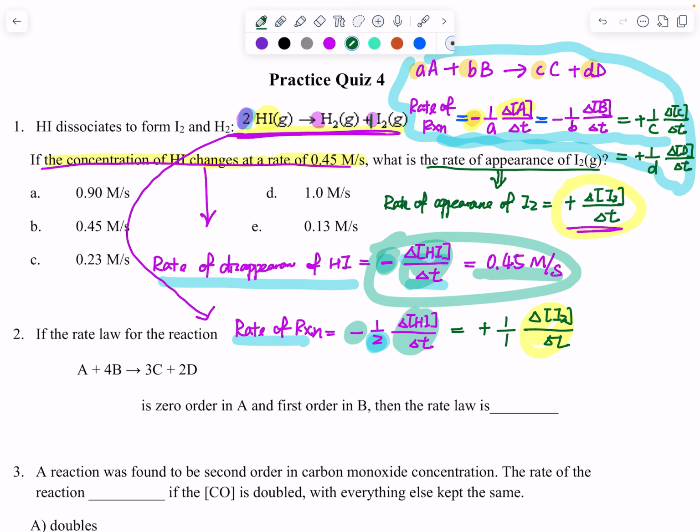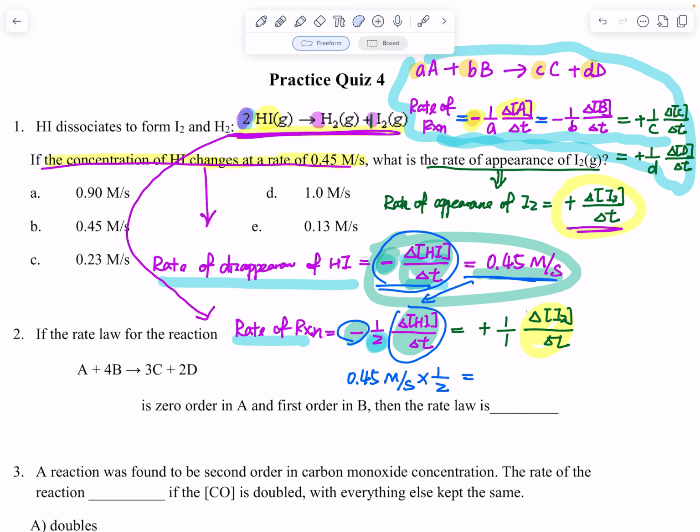Now I believe we can plug in the info. Just one more time, over here there's this expression, and that expression equals 0.45. So 0.45 molar per second multiplied by 1/2, the coefficient now needs to be in play. Then this simply equals this expression, which is what we're looking for, and therefore the answer for this question will be C, 0.23 molar per second.